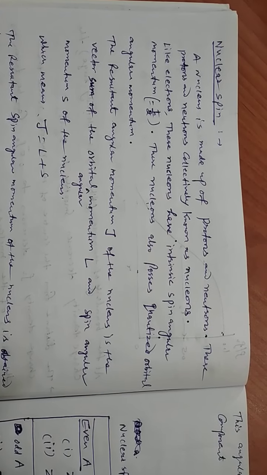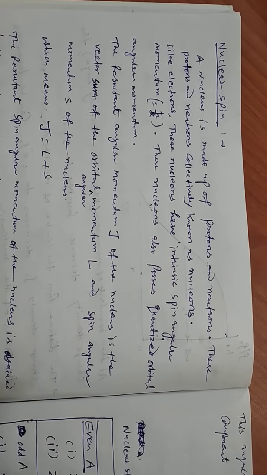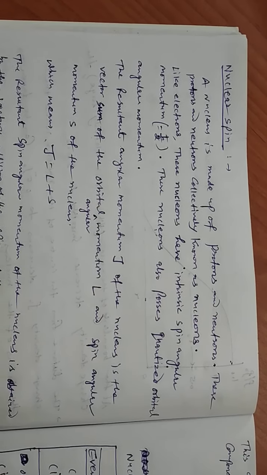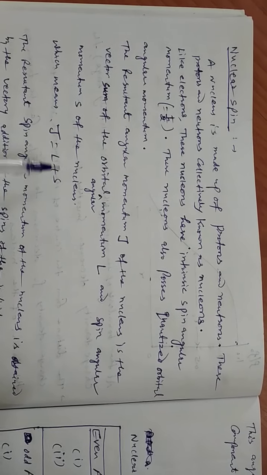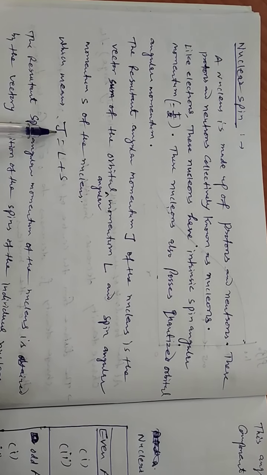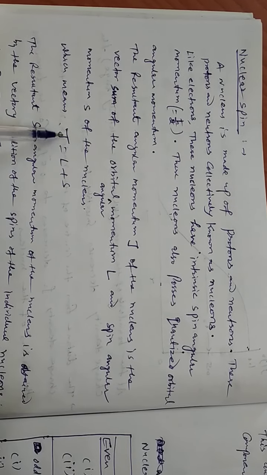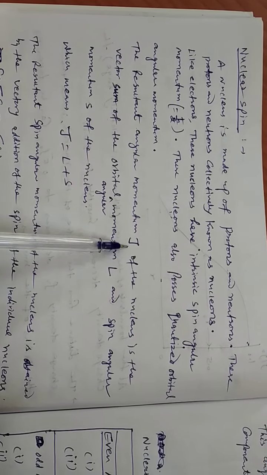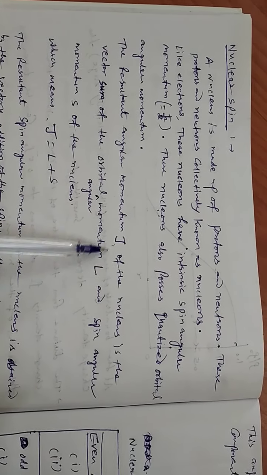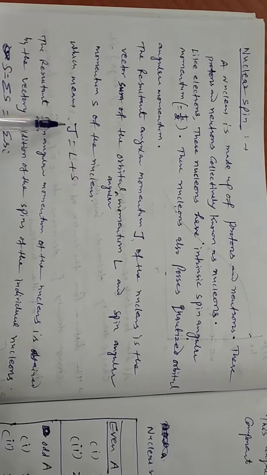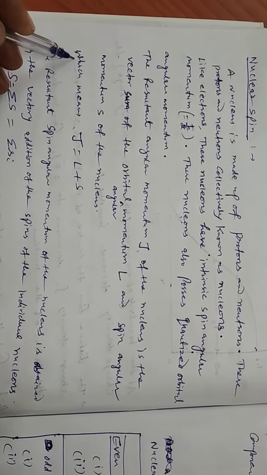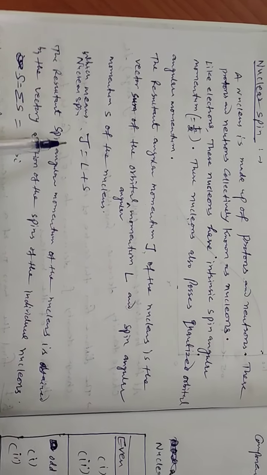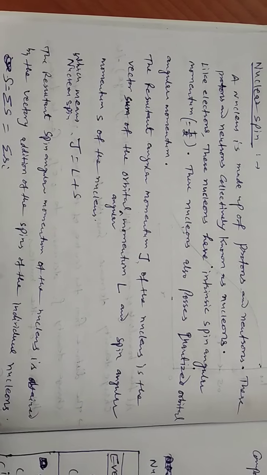The resultant angular momentum J of the nucleus is the vector sum of the orbital angular momentum L and spin angular momentum S of the nucleus. So J is the total angular momentum, which is also called nuclear spin, and it is the sum of L and S.